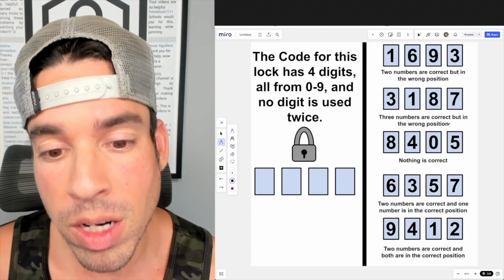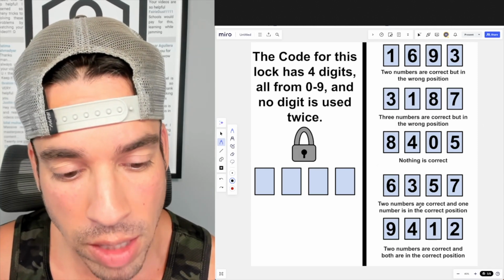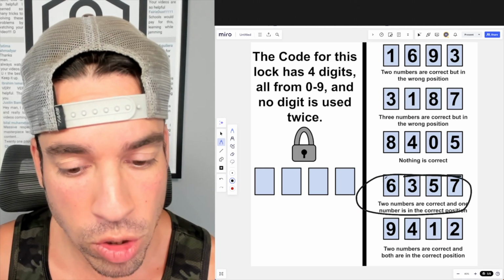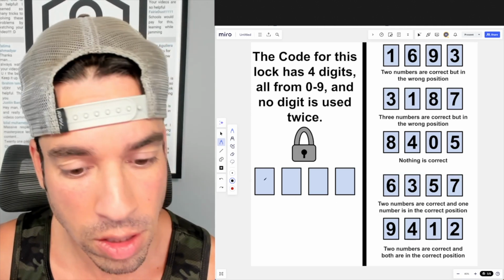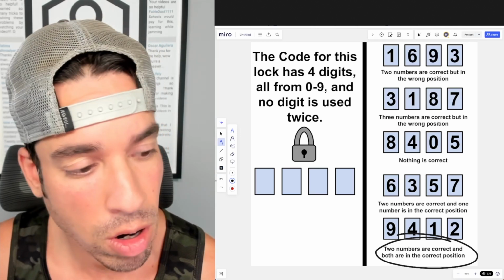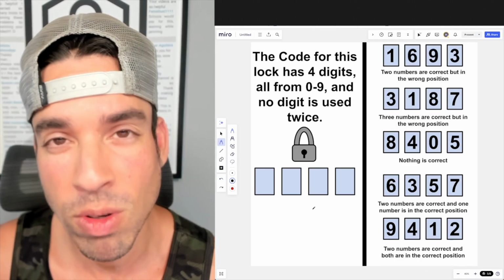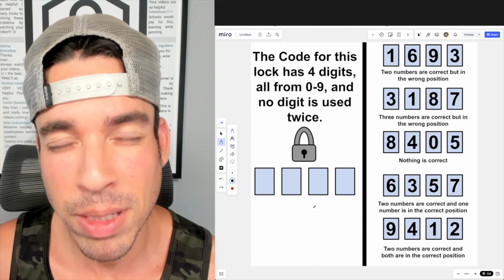The second one says 3 numbers are correct, but in the wrong position. The third one, it says nothing is correct. Here it says 2 numbers are correct and 1 number is in the correct position. The last one, it says 2 numbers are correct and both are in the correct position. Hit that pause button and see if you can figure it out. When you're ready, hit play and I'll give you the explanation.